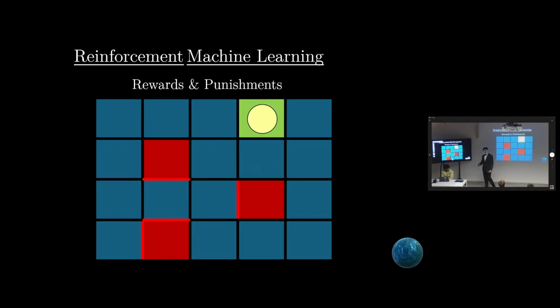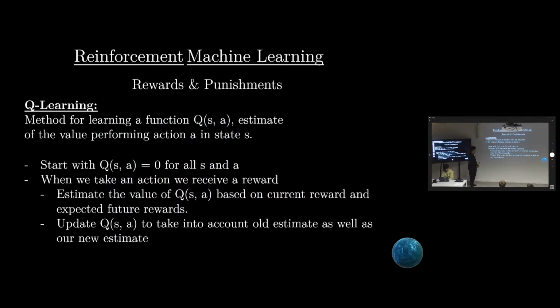Again, the same question. How do we learn? How are we going to make our AI model learn? And we use what we call Q-learning. So what's Q-learning? It's a method for learning a function Q(S, A), an estimate of the value of performing action A in state S. So in state S, I'm going to take an action A, and this Q(S, A) should tell me the potential reward if I take this action.